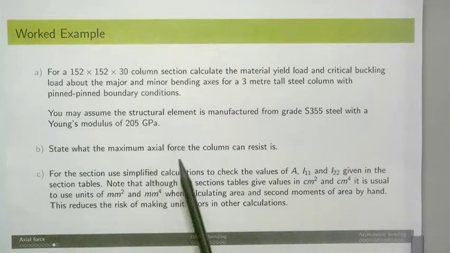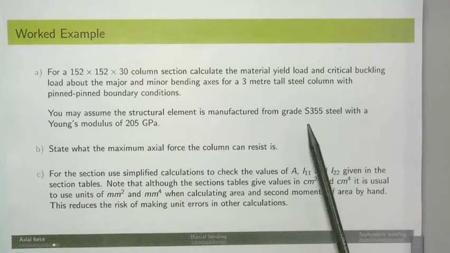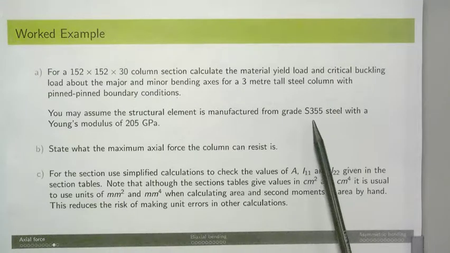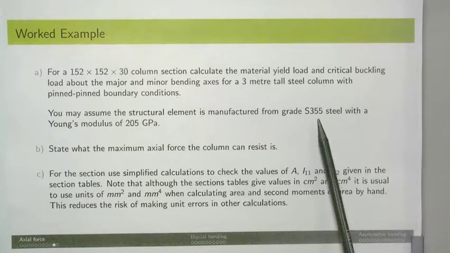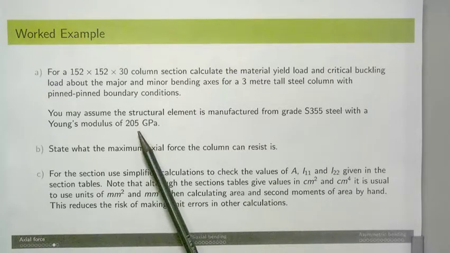So again, we'll come on just to explain what we mean by them in a second. And I've also just given a little bit of extra information, so we can assume that we've got grade 355 steel. So that means that we can take a yield stress of 355 newtons per millimetre squared, or 355 megapascals. And I've also given the information that we can assume a Young's modulus for steel of 205 gigapascals.